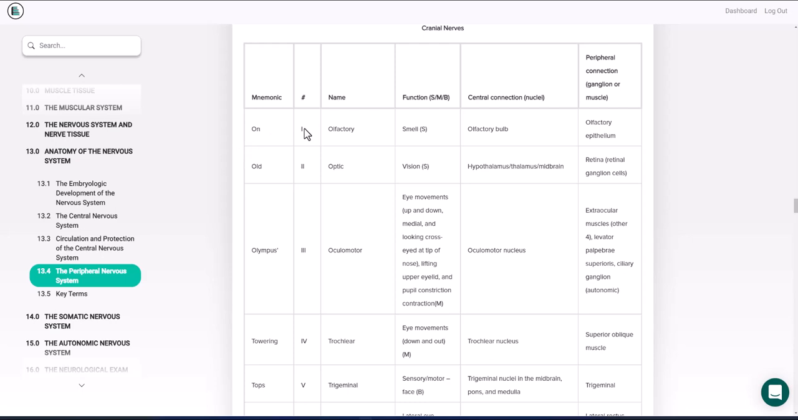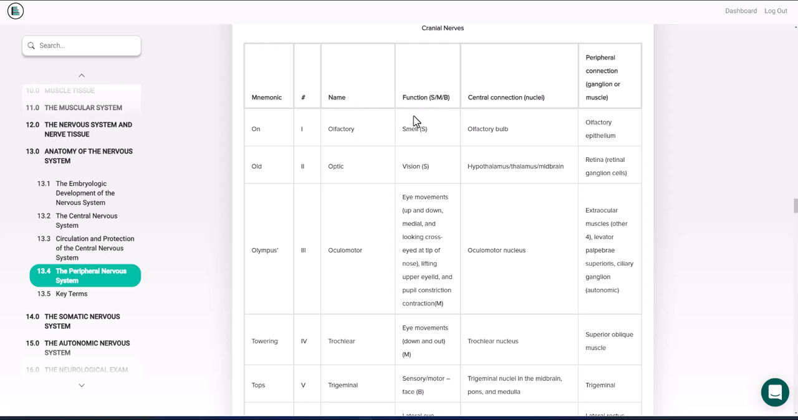So again, in this table, this is an area where note cards might be suggested for you. Just get 12 more note cards, and here's what you need to know. You need to know the number of the nerve. So this is number 1. These are in order from 1 to 12. You need to know the name of the nerve. So number 1 is the olfactory nerve.